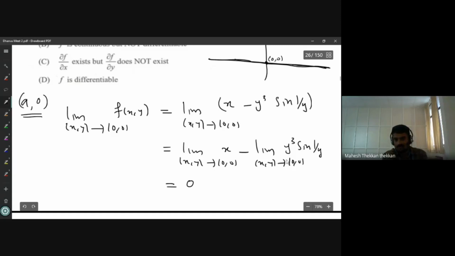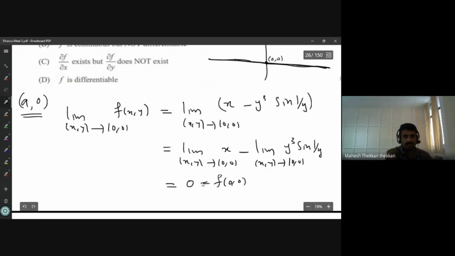Correct. So you can think of this as a function of a single variable, and you can bound the sine value. Sine is bounded by 1. As y tends to 0, this goes to 0. So the second one is also 0, and the first one is also 0. You got the limit of f(x, y) at (0, 0) is 0, which is nothing but f(0, 0).